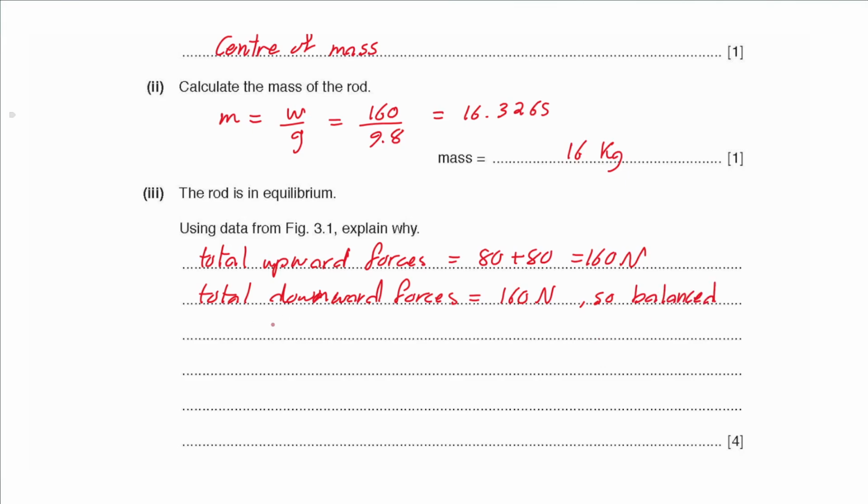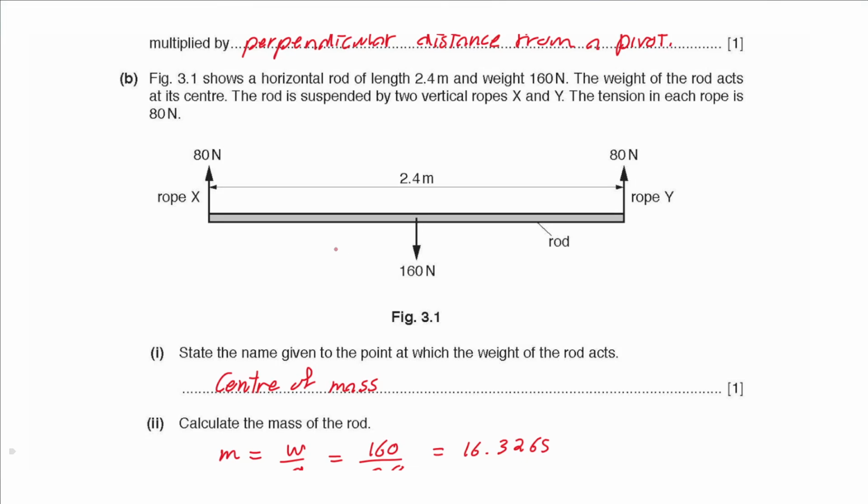And for the moments, we need to pick a point. We can take it at point X or Y or in the middle. For example, we are going to take moments about point X or rope X. We need to calculate the clockwise moments and the anti-clockwise moments about this point and check if they are balanced or not. If we take the pivot at this point, the 160 newton force creates a clockwise moment and the 80 newton force creates an anti-clockwise moment, and this force has no moment because it is passing through the point we are considering as a pivot. The distance from the 160 newton force to X is half of 2.4, which is 1.2, and from rope Y to rope X, the total distance is 2.4.